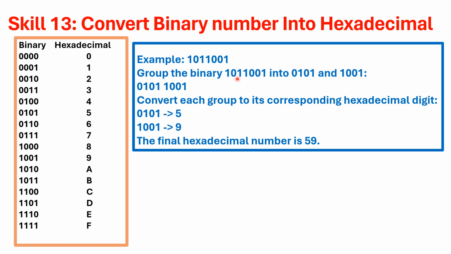Now look at the binary and hexadecimal table and find the corresponding hexadecimal number. When we compare 0101, we observe that 0101 is equal to 5 in hexadecimal, so we replace 0101 by 5. Now we take the other group, 1001, and again look into the hexadecimal table, and we observe that 1001 is equal to 9 in hexadecimal. So we replace this group by 9.